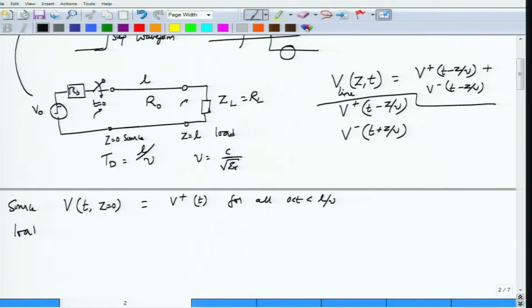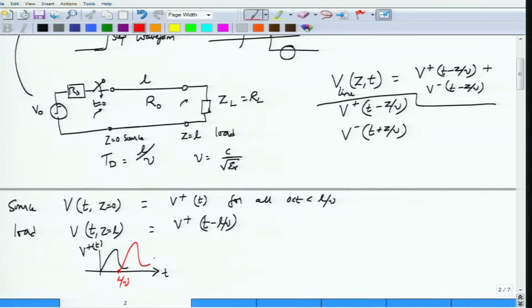At the load side, what would be the voltage? The load voltage will actually be at Z equal to L, and the load voltage is given by V plus of t minus L by V, which is precisely this voltage V plus of t that has been delayed by L by V. So if you were to plot this as a function of time, let's assume that this is V plus of t. Then what would be V plus of t minus L by V? It will be starting at a time L by V, and then it would essentially be the same thing. So although I have shown this to be two different amplitudes, this amplitude exactly is the same thing. So this is V plus of t minus L by V, which is simply a delayed version of your signal V plus of t, okay.